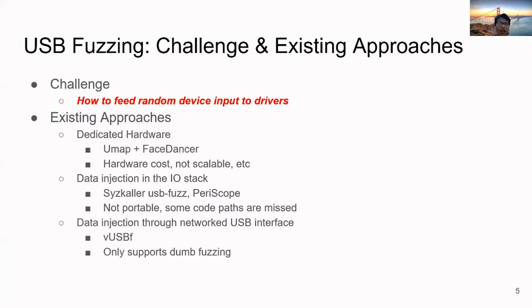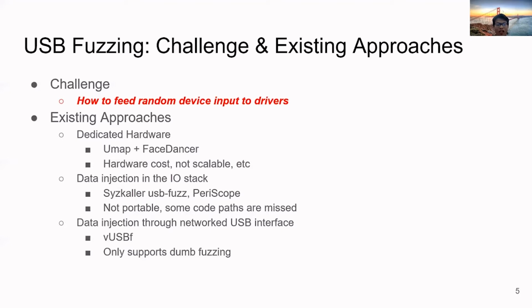Under this threat model, a key challenge for USB fuzzing is feeding random device input to the drivers. There have already been some existing approaches to address this challenge. For example, UMAP uses Facedancer, a dedicated USB device, to achieve this goal. This approach incurs hardware cost, and as one such board can only be used to fuzz one instance, it is not scalable.